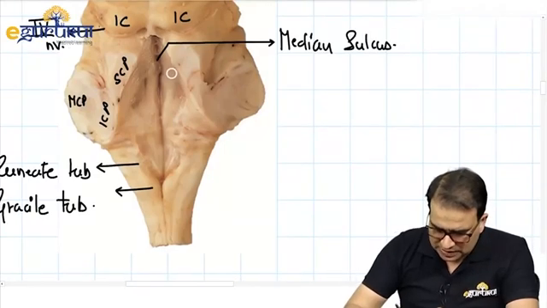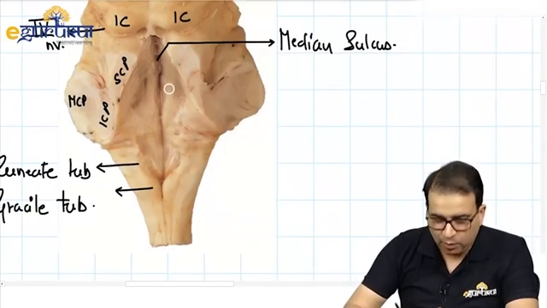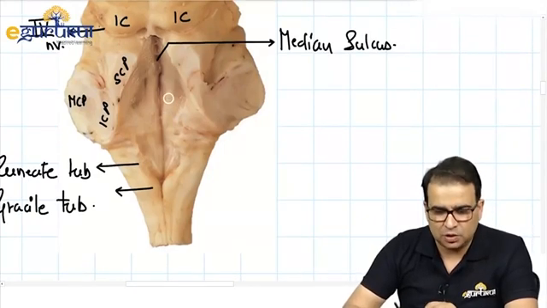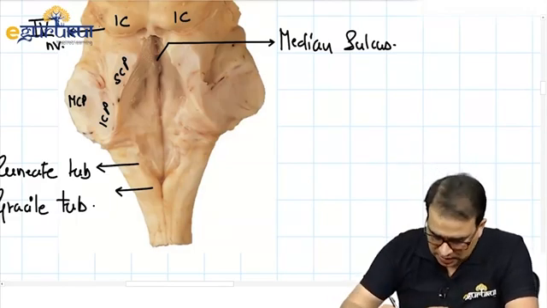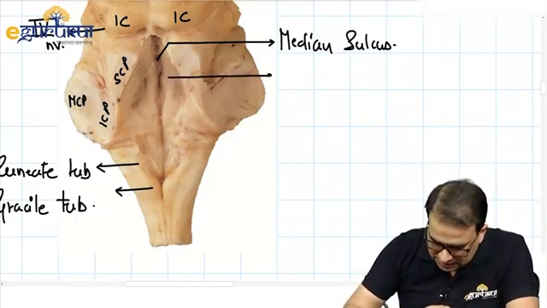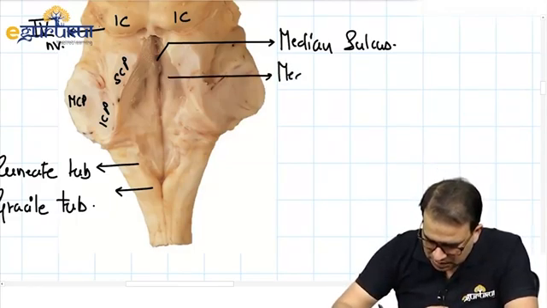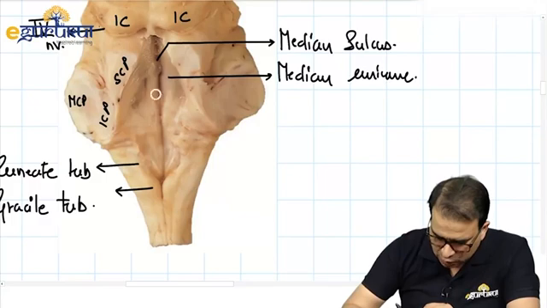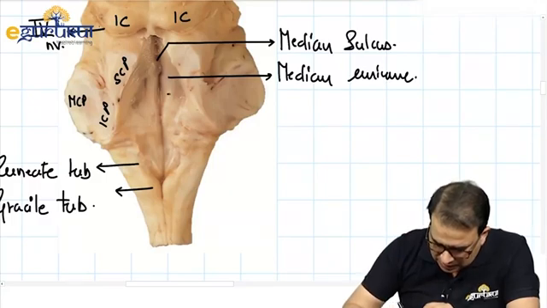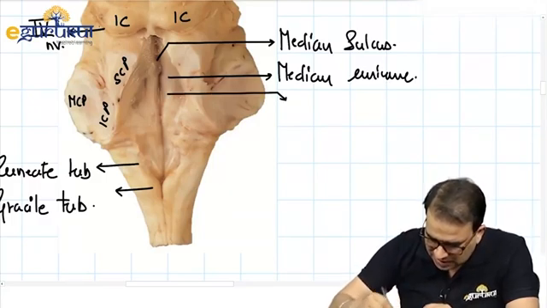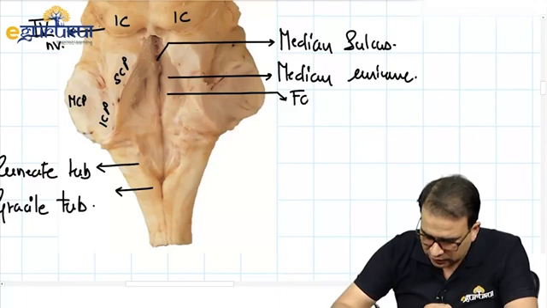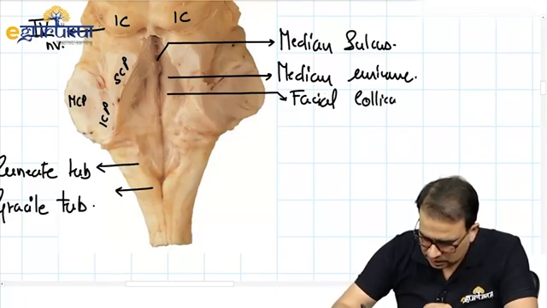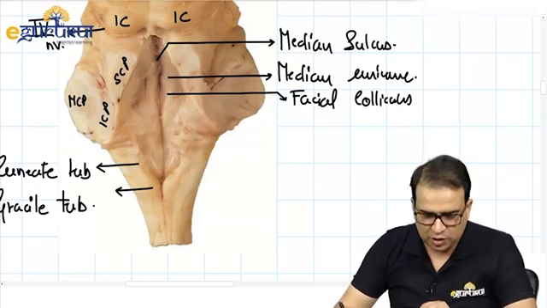Just lateral to the median sulcus, this elevation, look at where I'm pointing right now, this entire elevation is called the median eminence. First of all, guys, please remember this entire elevation is called the median eminence. And on the median eminence, in this lower part, this prominent elevation is called the facial colliculus. That's the facial colliculus.